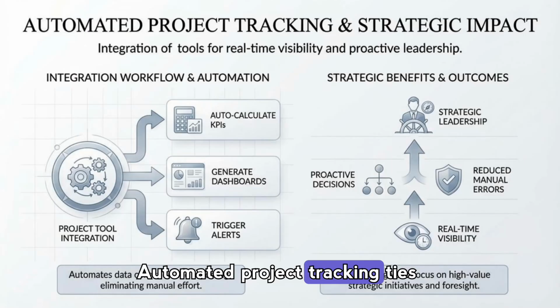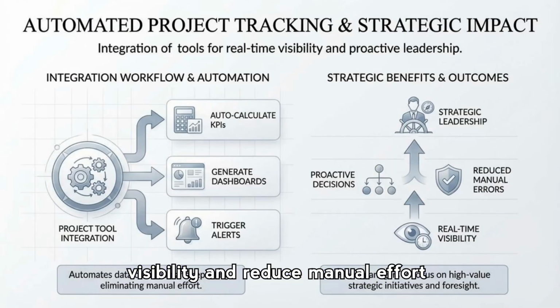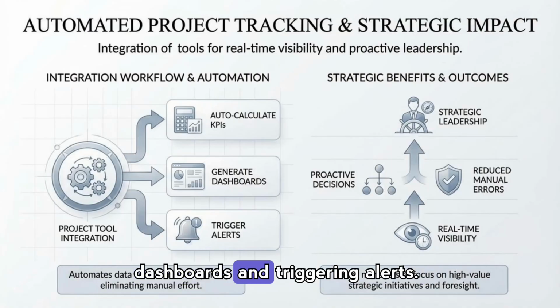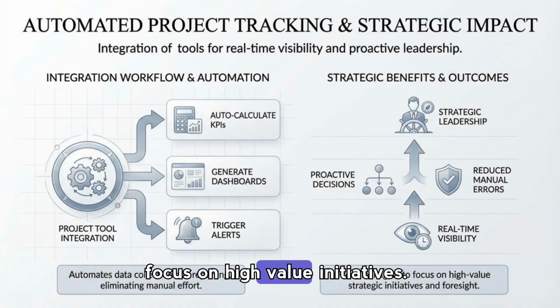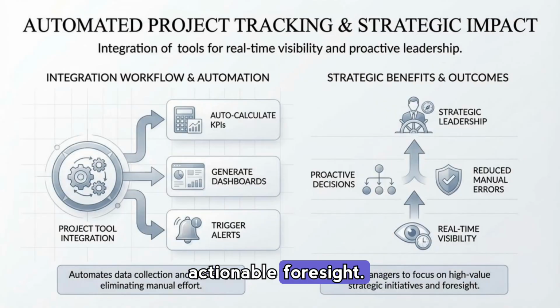Automated project tracking ties tools together to provide real-time visibility and reduce manual effort by auto-calculating KPIs, generating dashboards, and triggering alerts. The strategic payoff is faster, proactive decisions, fewer manual errors, and more time for leaders to focus on high-value initiatives. Automation turns raw data into actionable foresight.